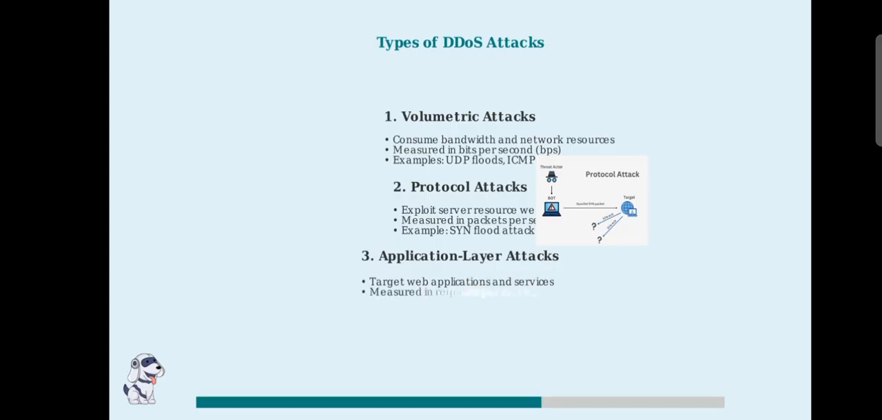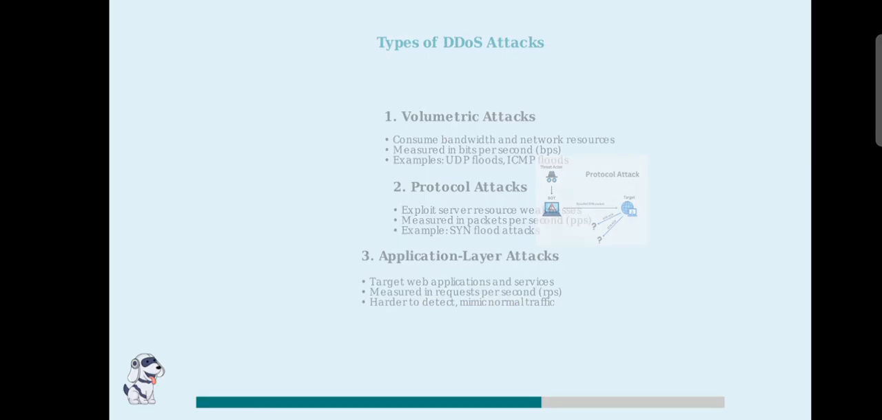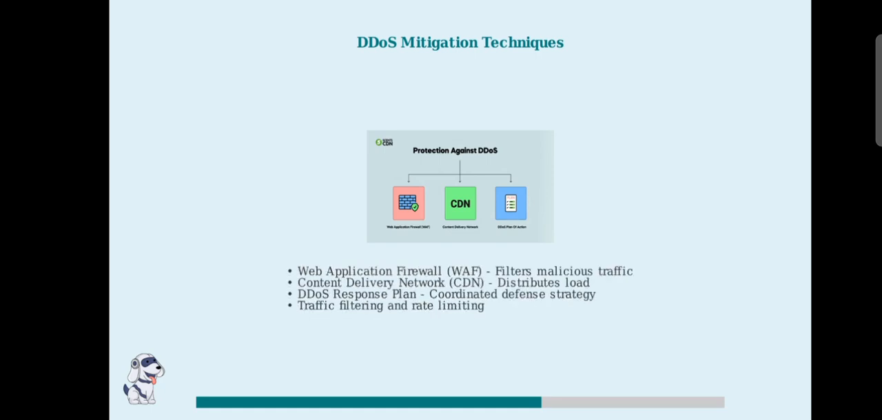Third, application layer attacks target web applications by overwhelming specific functions or features. These attacks are measured in requests per second and are often harder to detect because they mimic normal user behavior. Organizations can protect themselves against DDoS attacks using several mitigation techniques. Web application firewalls can filter malicious traffic. Content delivery networks distribute traffic across multiple servers, and having a comprehensive DDoS response plan is essential.